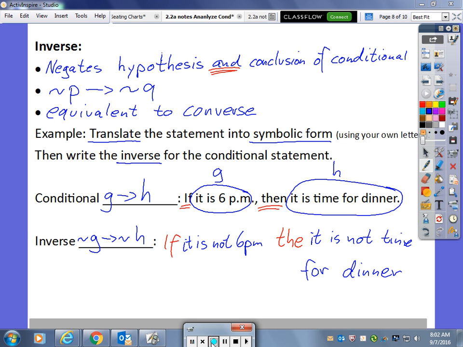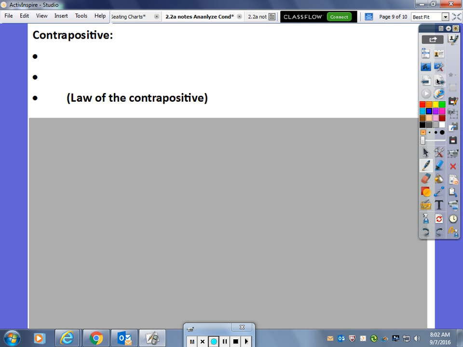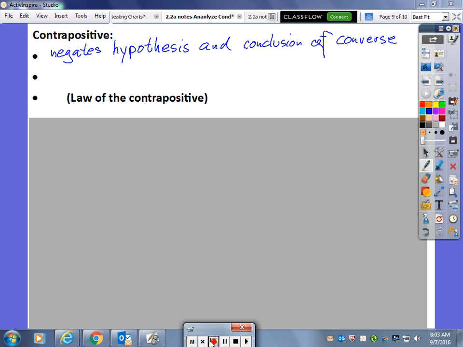To remember what the inverse does, maybe it'll help if you think about the N and think about no or negation. Inverse negates both hypothesis and conclusion. And now let's get ready for our last modification of the conditional statement, the contrapositive. The contrapositive negates the hypothesis and the conclusion of the converse. Oh boy, sounds very complicated, but believe me, it's not.